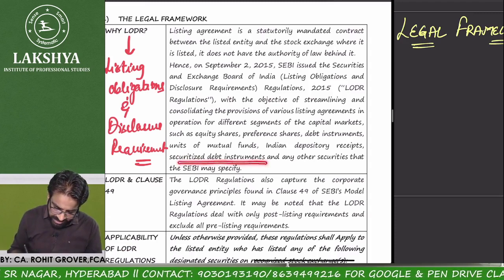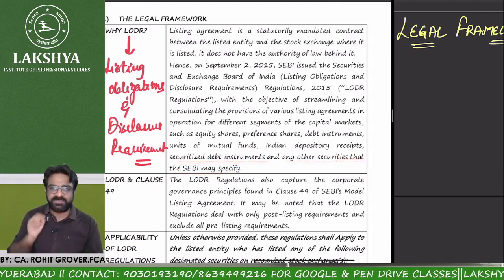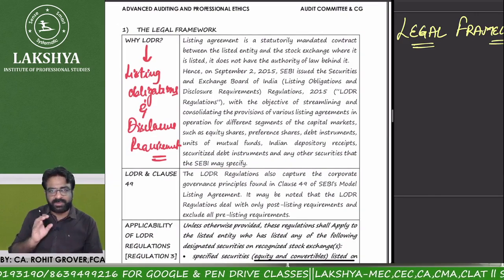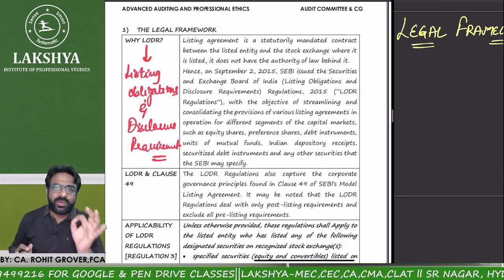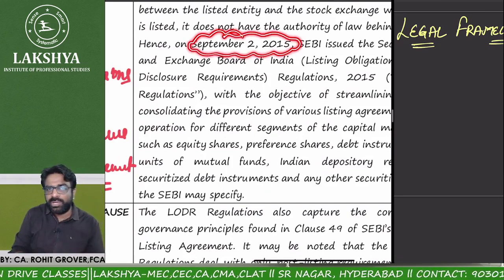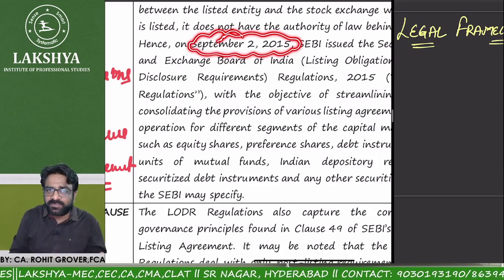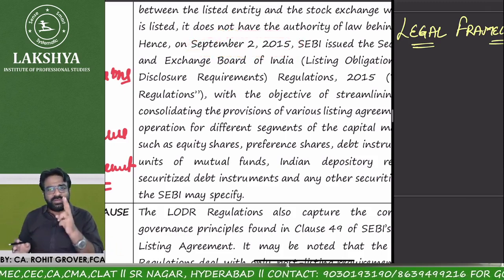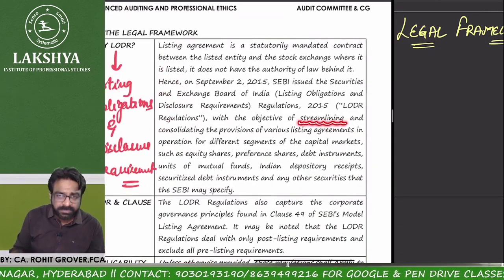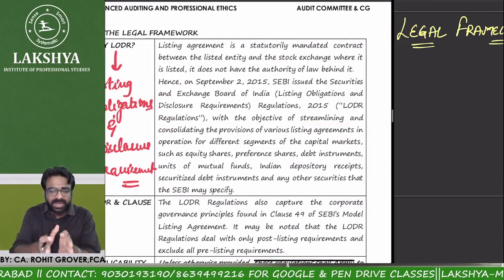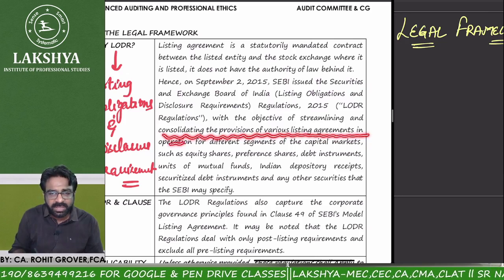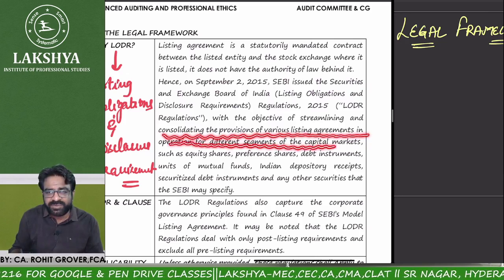Now, securitized debt instruments and any other securities that SEBI may specify. We'll understand this in a detailed manner at a later stage. So what we understood from point number one is, first of all, LODR came on 2nd September 2015. Who introduced it? SEBI introduced it, in replacement of the Clause 49 listing agreement. What are the two purposes? The first purpose, try to understand this word: streamlining means scattered things were there, let's streamline them, and consolidation of the provisions of the various listing agreements in operation for the different segments of the capital market.